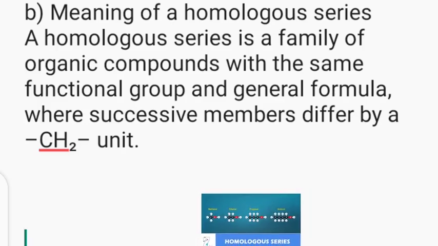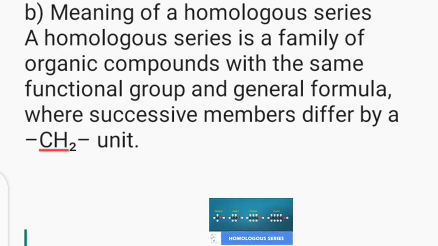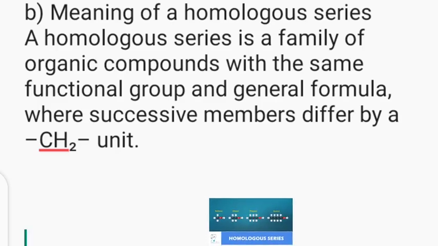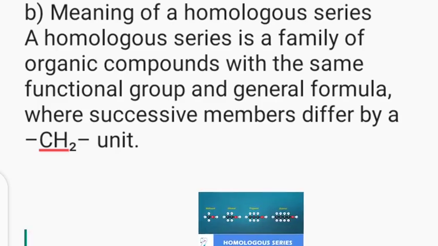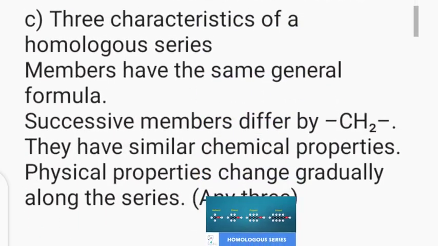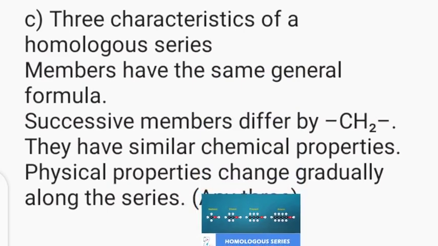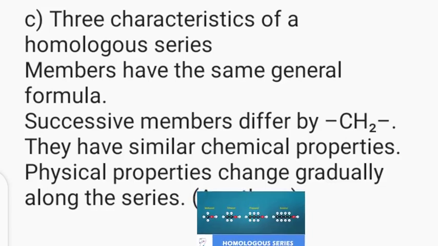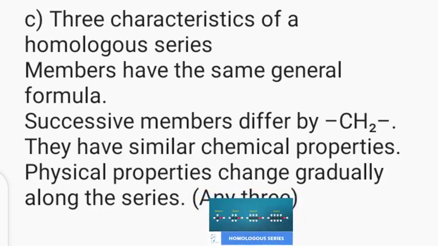They have the same general molecular formula, but their structures are different, but they have the same chemical properties. So all of them are homologous. So that's the definition of homologous series. Then part C of that same question says, what are the three characteristics of homologous series? Members have the same general molecular formula, and then they differ by CH2.